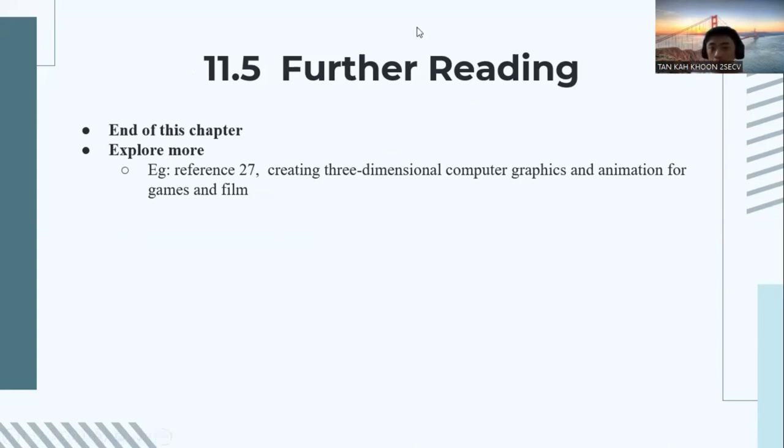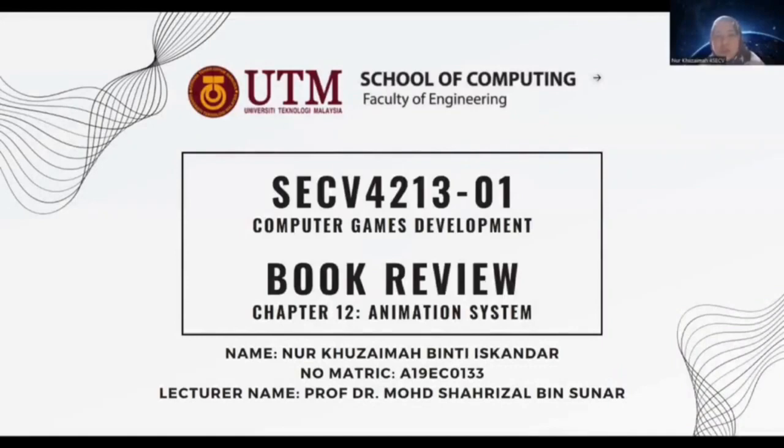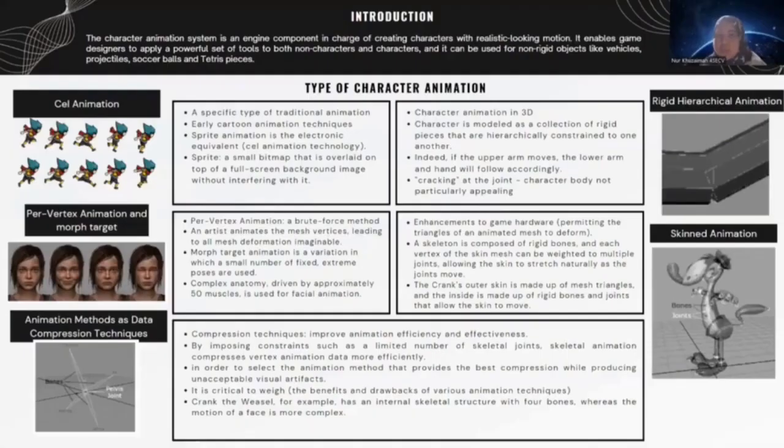Thank you. Welcome to Profit Animation. So I'm Lemon. I would like to talk about the animation system. There are 5 types of animation, where the cel animation is the first early cartoon animation technique, a specific type of traditional animation. They use the cel animation technology that is called sprite animation.